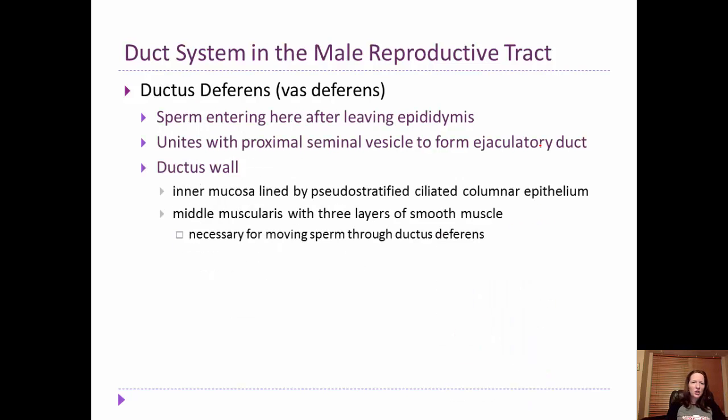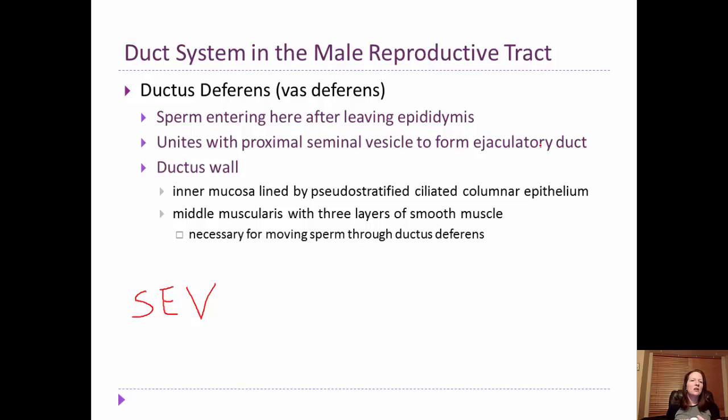From here, we're going to go to the vas deferens. Let me show you the pathway that we're going to take. Sperm are made in the seminiferous tubules, they move into the epididymis, and from here we go to the vas deferens, the ductus deferens. I'm going to keep on filling this out as we go throughout the chart. We're going to make a little mnemonic with it here.